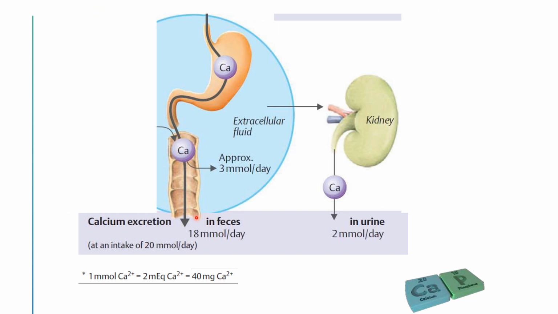So this is the picture showing calcium excretion in feces, that is 18 millimoles per day or 720 milligrams of calcium, and in urine 2 millimoles per day.